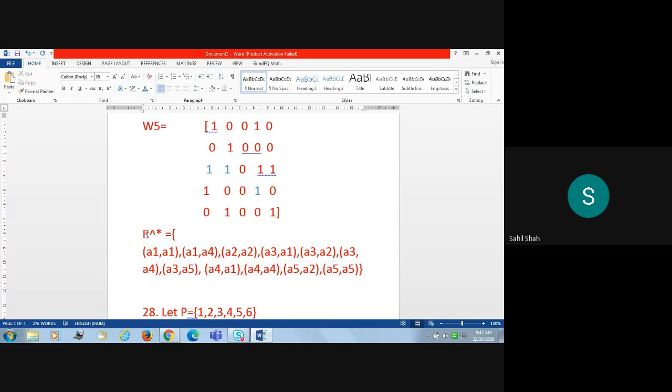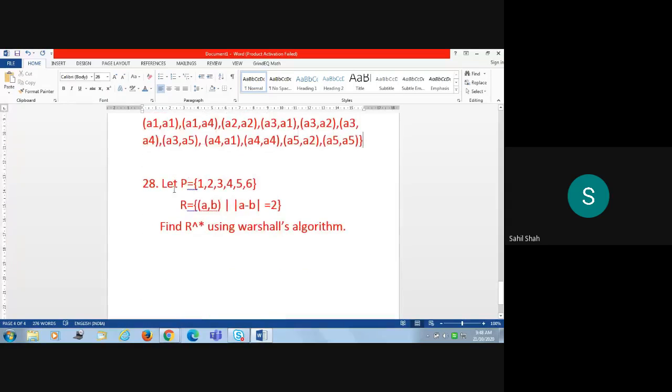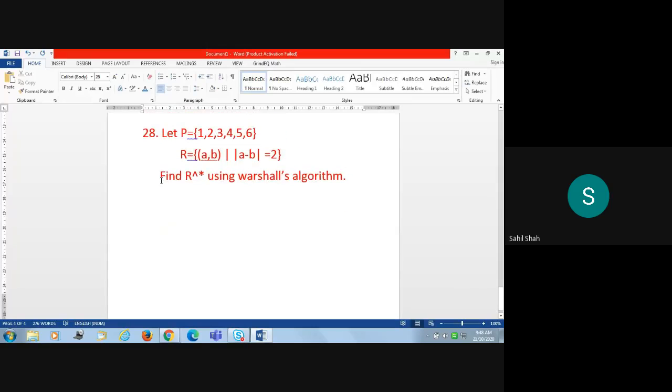In the examination, you are supposed to write in this format your final answer. Now I would like to see any one of you explaining the solution of this example number 28, if it is possible to share the screen at your side and you can perhaps explain, it will be good. Okay. Before going for computing transitive closure, I want to check whether you have understood this or not.